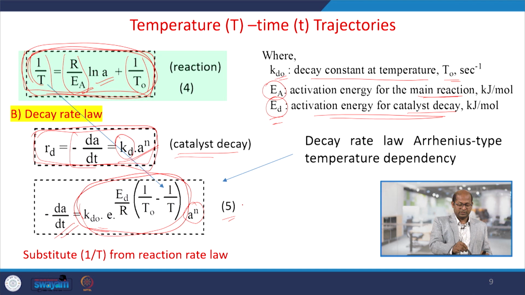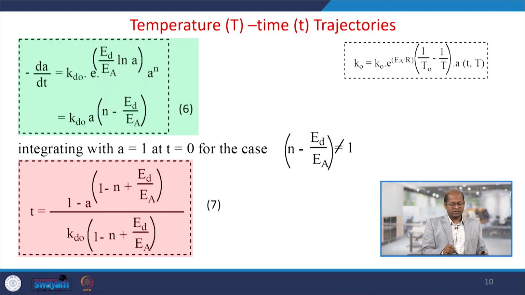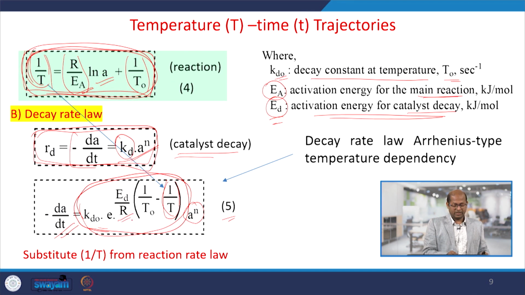Now here the 1 by T that we get from the main reaction we are substituting here. Once we substitute it, Ed by R remains, 1 upon T0 is there, and with this part substituted, the 1 upon T naught terms are eliminated and only this part remains. The R part is also eliminated, and only the activation energy for the reactions and the activation energy for catalyst deactivation remain.